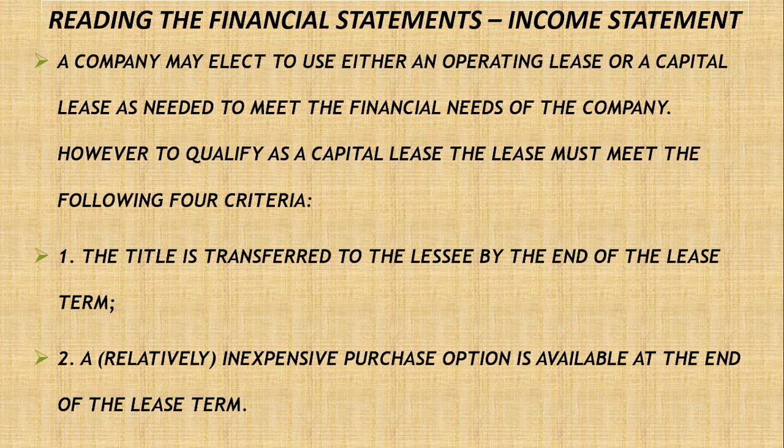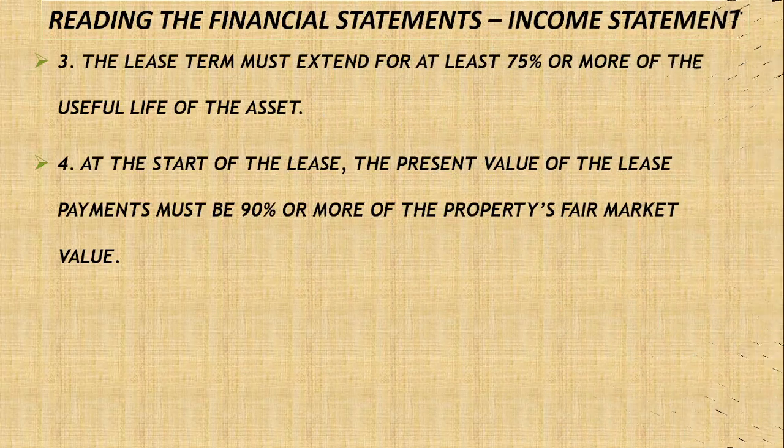A company may elect to use either an operating lease or a capital lease as needed to meet the financial needs of the company. However, to qualify as a capital lease, the lease must meet the following four criteria. The title is transferred to the lessee by the end of the lease term. A relatively inexpensive purchase option is available at the end of the lease term. The lease term must extend for at least 75% or more of the useful life of the asset. At the start of the lease, the present value of the lease payments must be 90% or more of the property's fair market value.